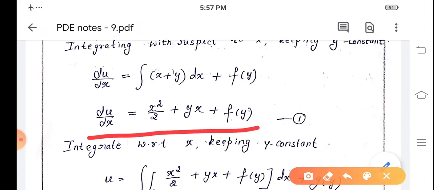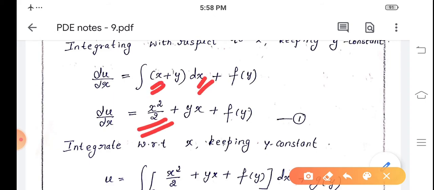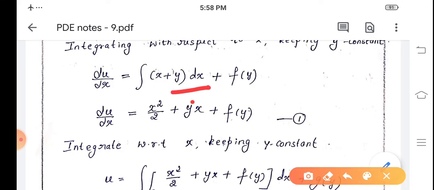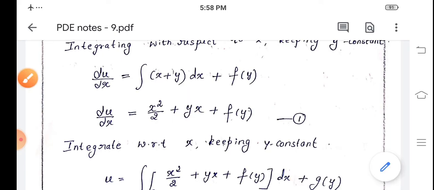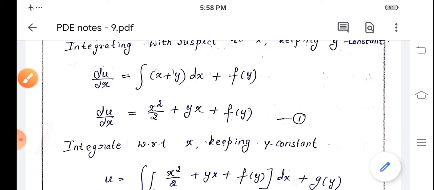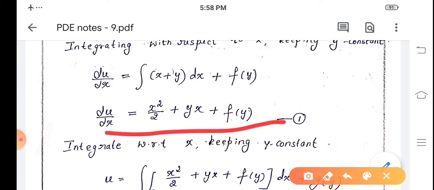Now dou u by dou x is integration of x with respect to x, that will be x square by 2. Next, integration of y with respect to x. Since the y term is treated as constant, integration of y dx is the constant y into integration of dx, that is integration of 1 with respect to x, which equals x. So it becomes yx plus f of y. So dou u by dou x is x square by 2 plus yx plus f of y. Take it as equation number 1.